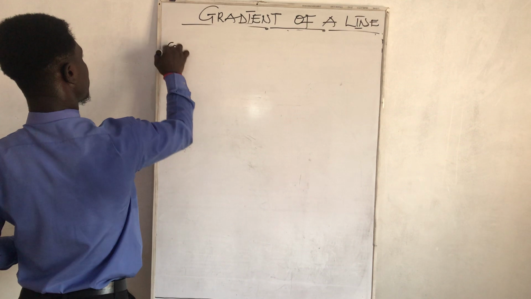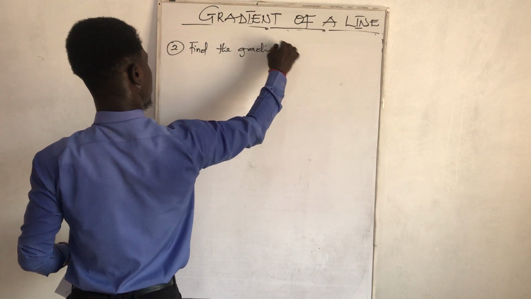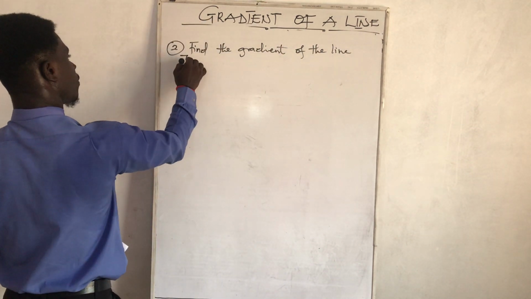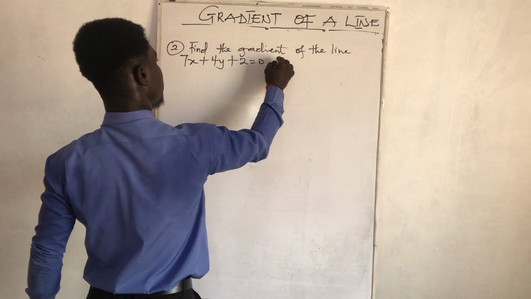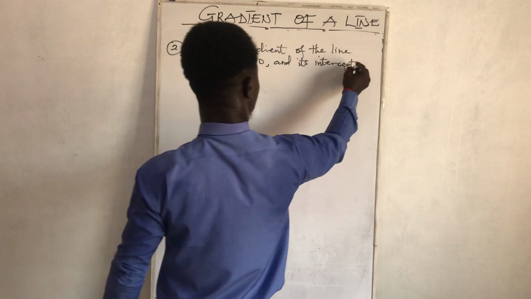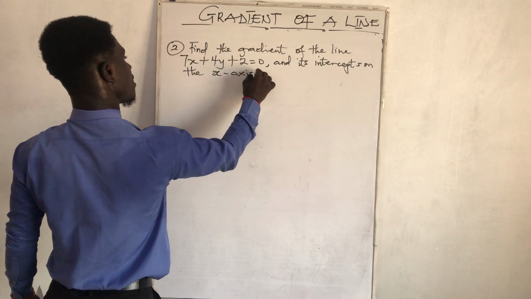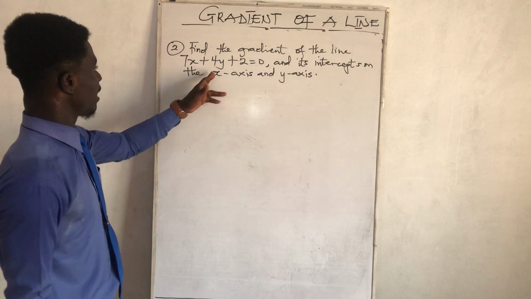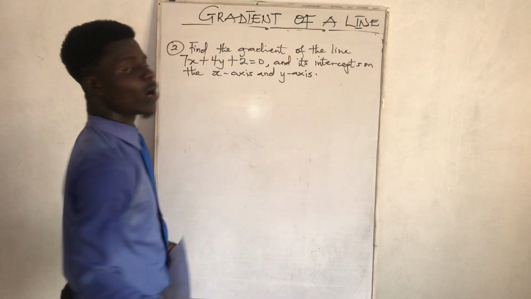So let's see. It says find the gradient of the line 7x plus 4y plus 2 equals 0, and its intercepts on the x axis and y axis. So find the gradient of the line 7x plus 4y plus 2 equals 0. So that's one question. And its intercept on the x axis, 2 questions. Then the y axis, 3 questions here.